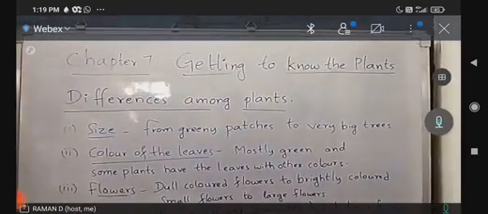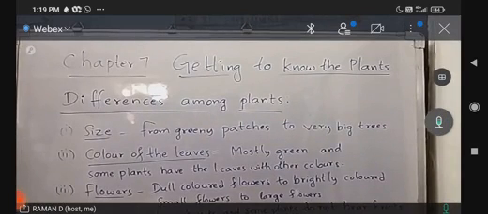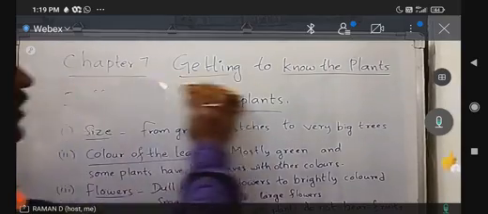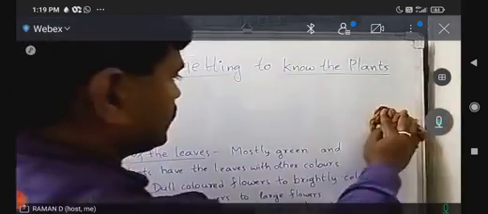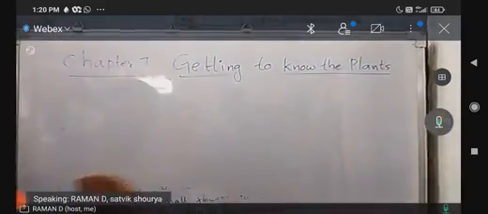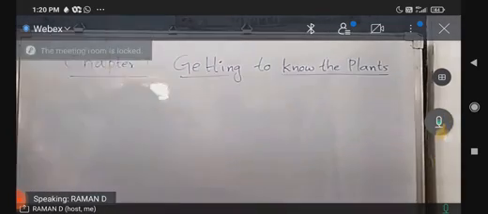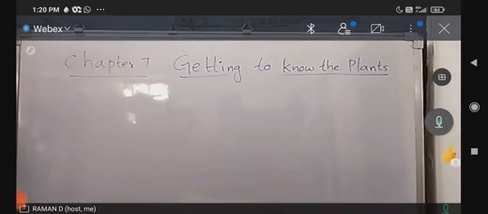Right. Now let us try to understand the parts of a plant. Most of the parts you already know, but anyhow, as part of our syllabus, we have to learn. It is root, fruit.